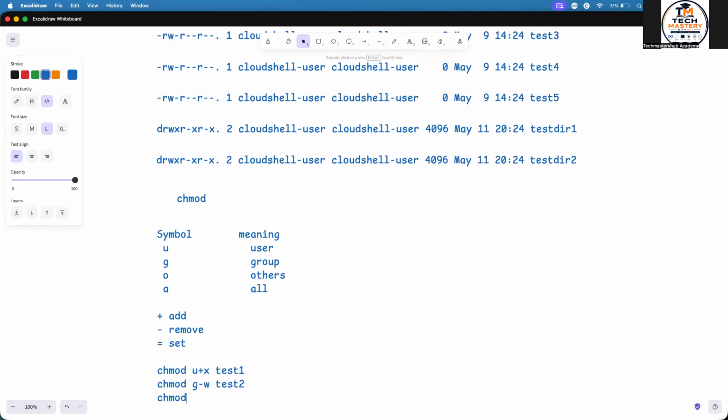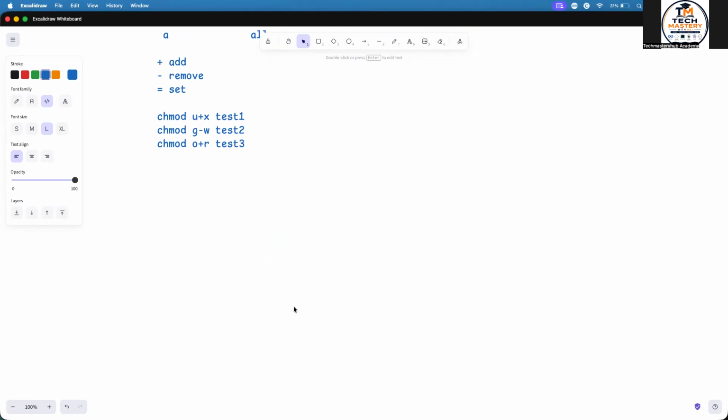Or for the others, o, if you want to grant the authority, plus r, test3. So what are we doing? To the test3 file, we are giving authority to others to read the test3 file. Now one more example: chmod a plus x test.sh, suppose. So what are we doing? test.sh is the file. We are granting authority to all the users to execute this file. x is execute, a is all.